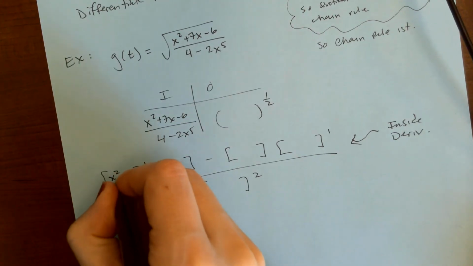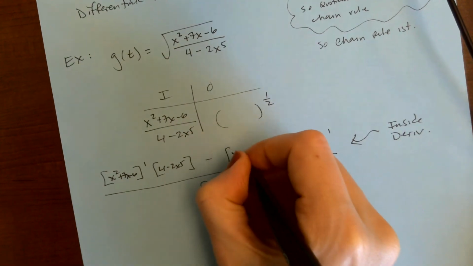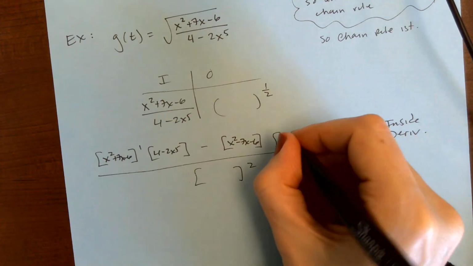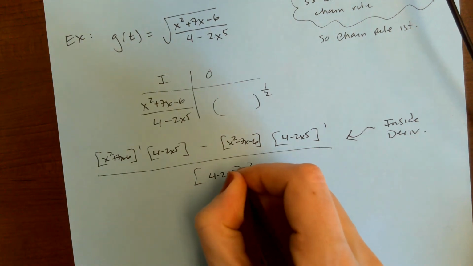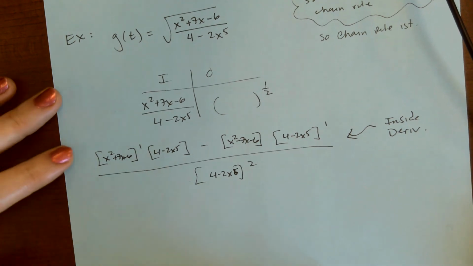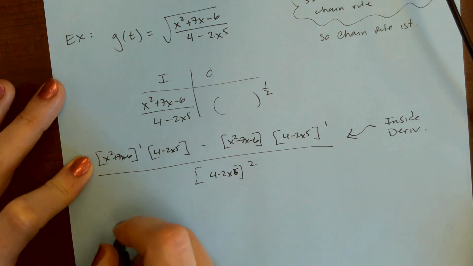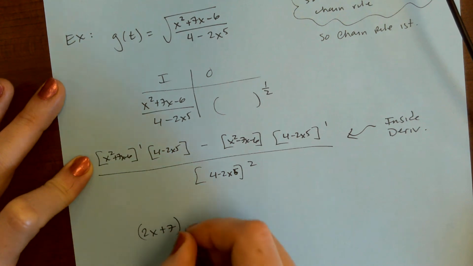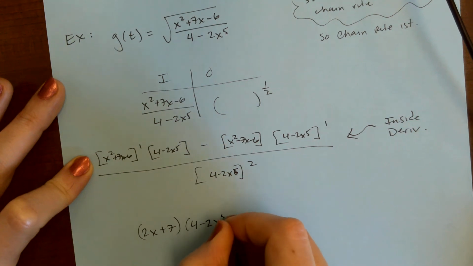So x squared plus 7x minus 6, over 4 minus 2x, to the fifth. Okay, so the derivative of the top one is 2x plus 7, and then I just bring this down, 4 minus 2x to the fifth.